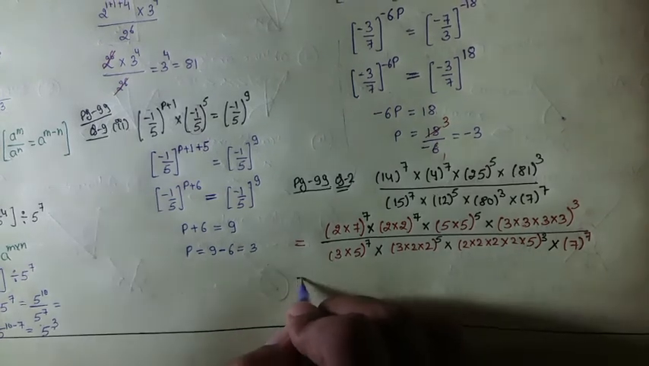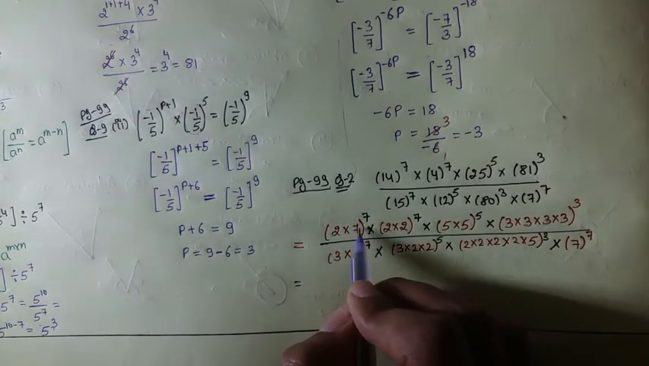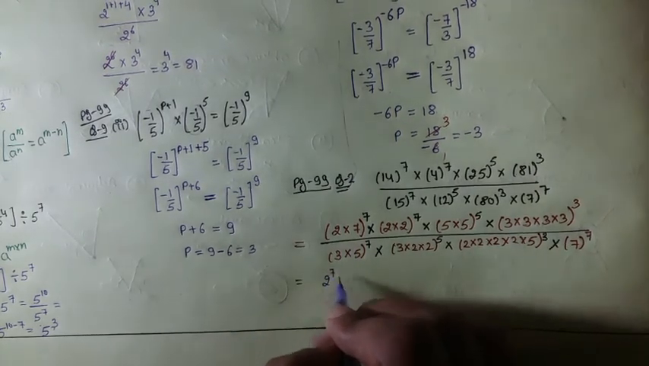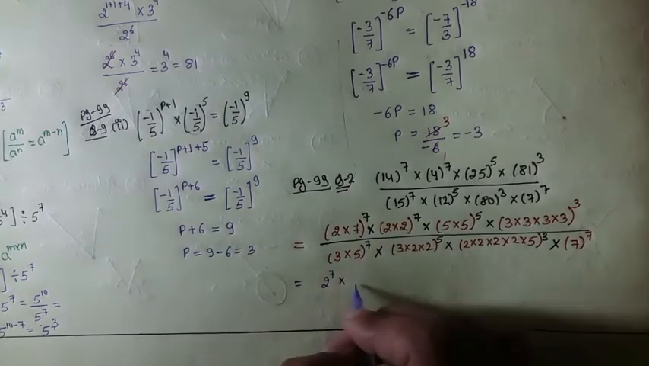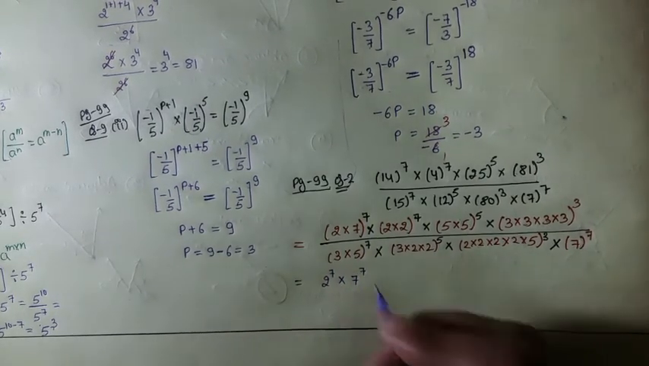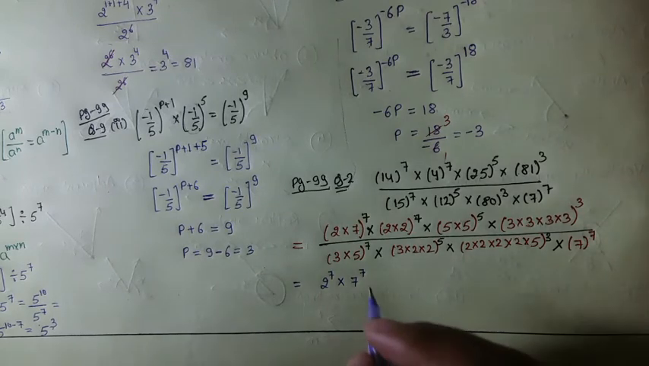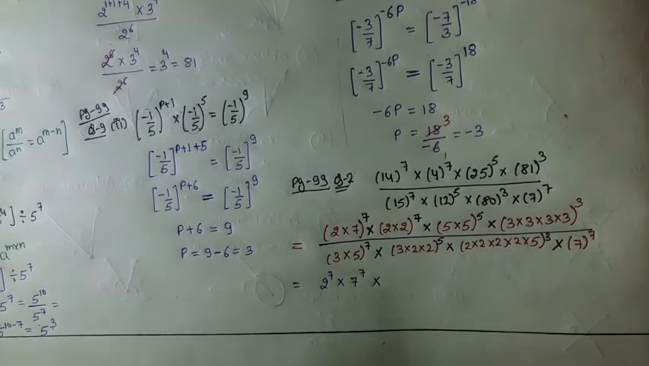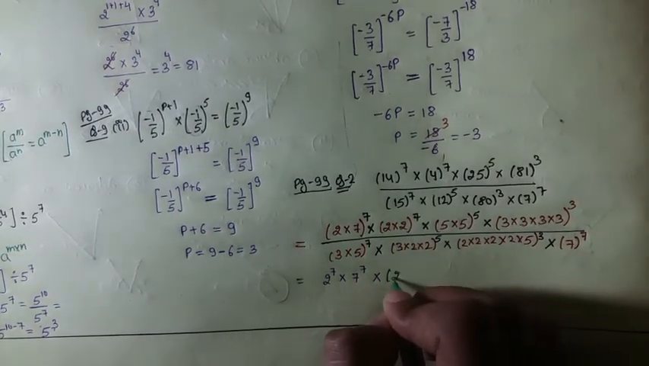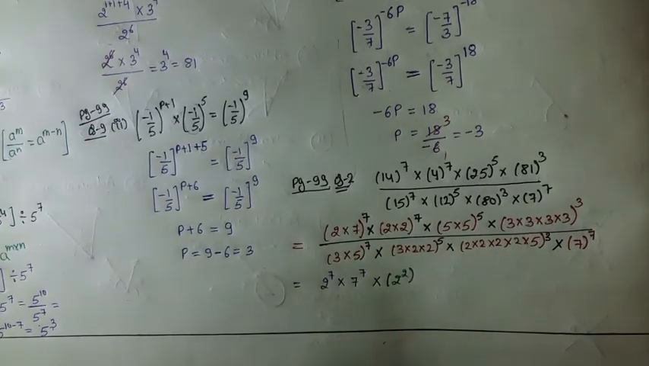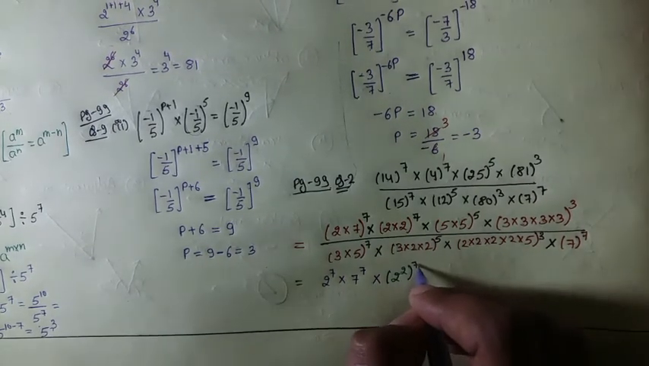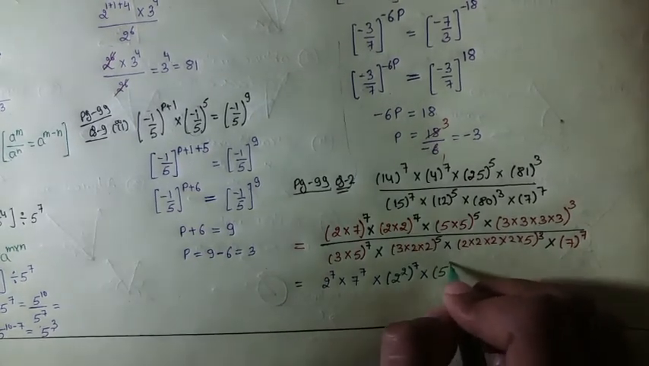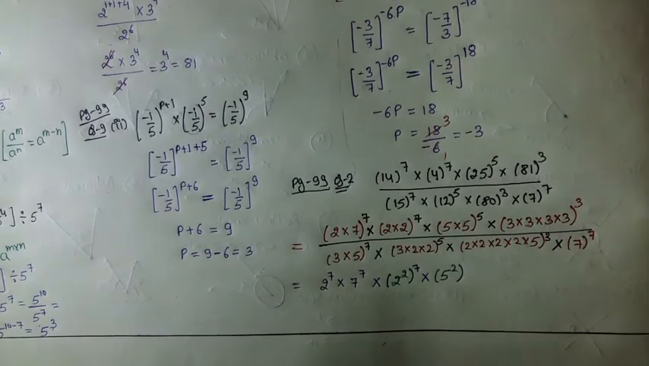ओके फाइन. See this is in the form of a into b whole power n. तो इसको हम लोग लिख सकते हैं a to the power n into b to the power n. लिख सकते हैं ऐसे. 2 into 2 can be written as 2 square and its whole power is 7. 5 into 5 can be written as 5 square and its whole power is 5.